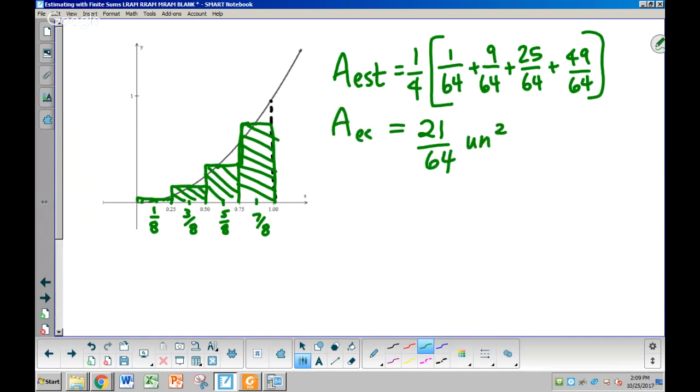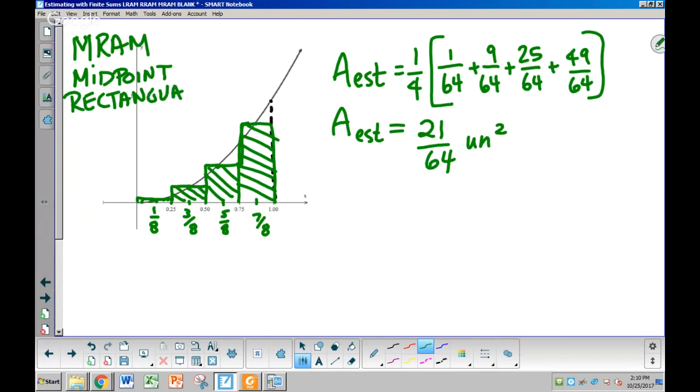So let me ask you this. Of the three, which do you think is going to be the better estimate? M. And this is, yes, indeed, MRAM. Let's draw my M better here. Which means they call it midpoint. Middle, midpoint. Rectangular. Oh, I can't spell. We all know that. Approximation method, or MRAM. Now this has a little bit of overestimation and a little bit of underestimation.